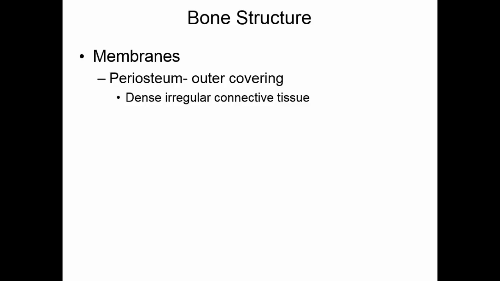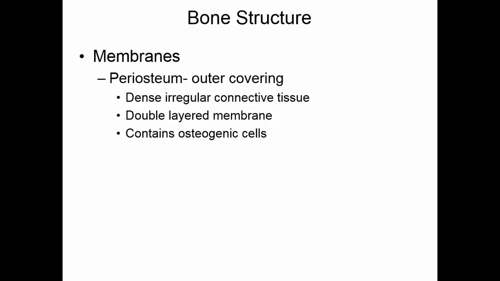There are several membranes associated with the bone. The periosteum is the outer covering. This is a dense, irregular connective tissue that's a double-layered membrane. On the inside, it has the osteogenic cells. These cells are capable of becoming either osteoblasts or osteoclasts that are involved in bone remodeling.